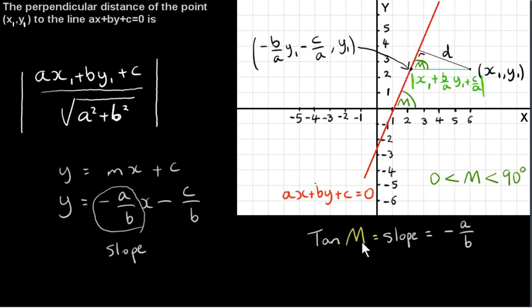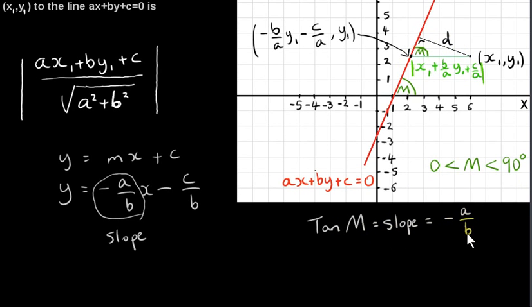So tan of M, tan of the angle measured from the positive x-axis to the line, is the slope. To find d, we actually need the sine of M. Sine of M is d over the hypotenuse. So how do we get the sine of M from tan of M? Well, we can just use this ratio.